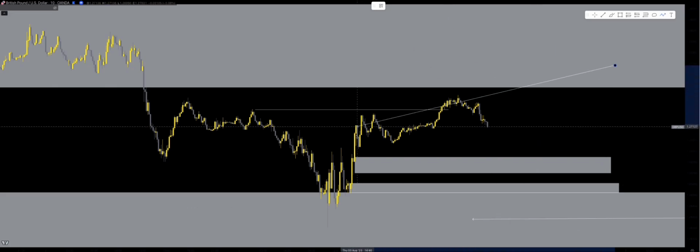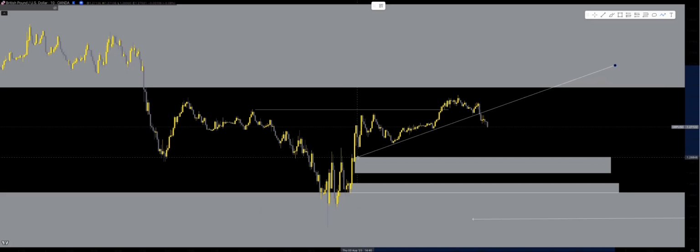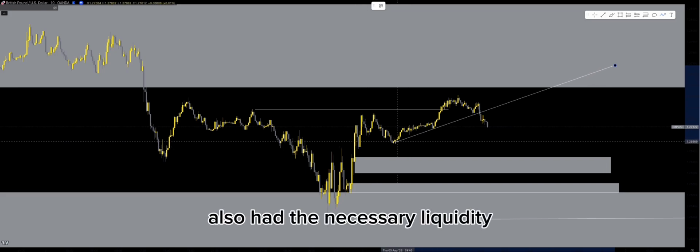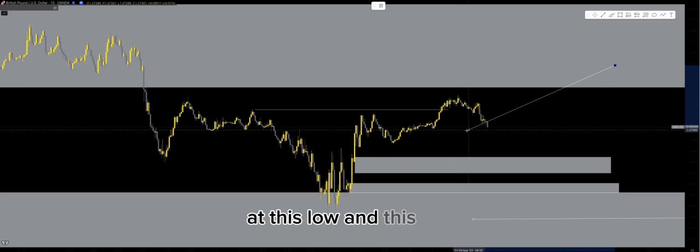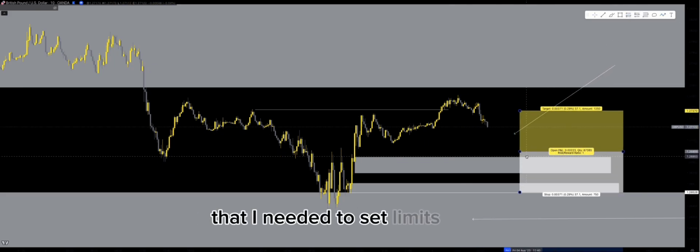Also, this order block right here was the origin for the sweep of this liquidity that caused the change of character, okay? So this order block was very, very valuable to me. It also had the necessary liquidity at this low and this low. So it met all the requirements that I needed to set limits, okay?